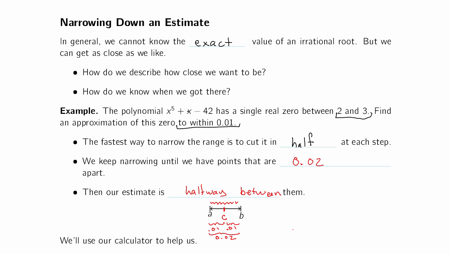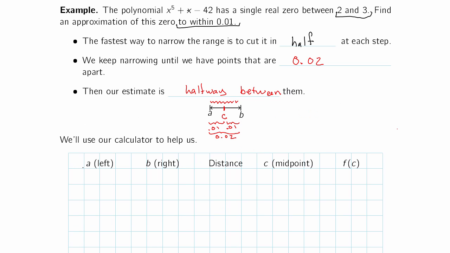We're going to use our calculator to help us, and we're also going to use a table to keep track. We start out knowing that our 0 is between 2 and 3. The distance between those is 1, and the point halfway between 2 and 3 is 2.5, which I'll write as 2.5 because we want to deal with decimals here.